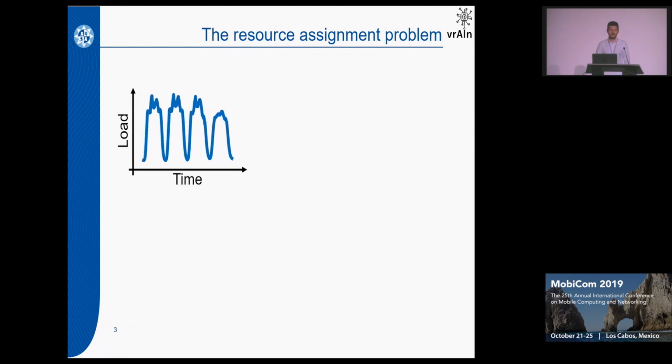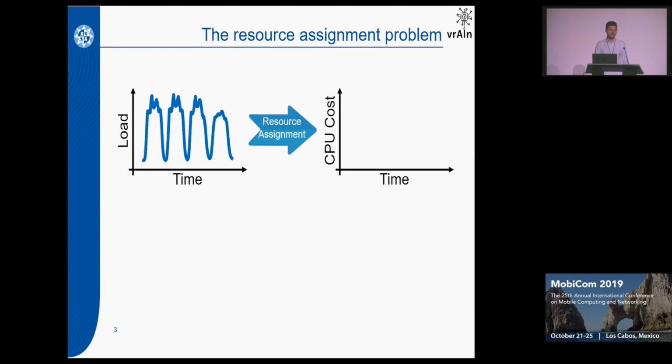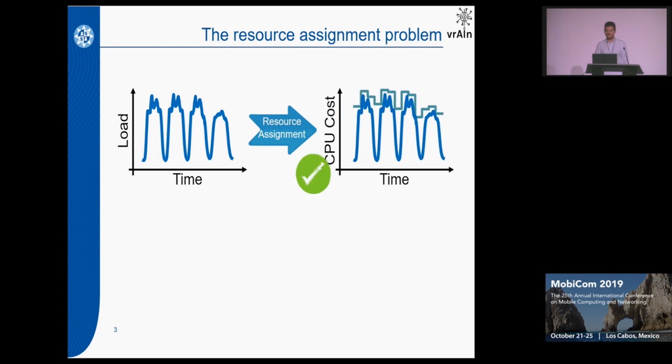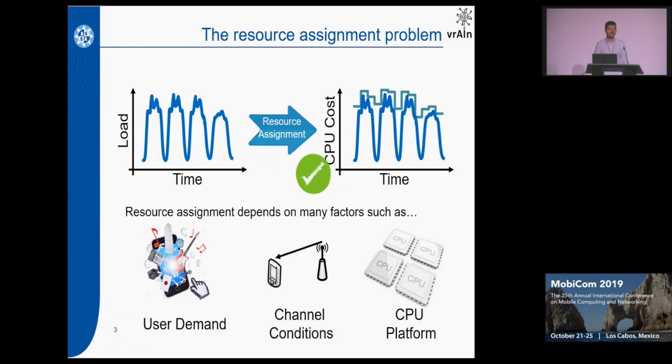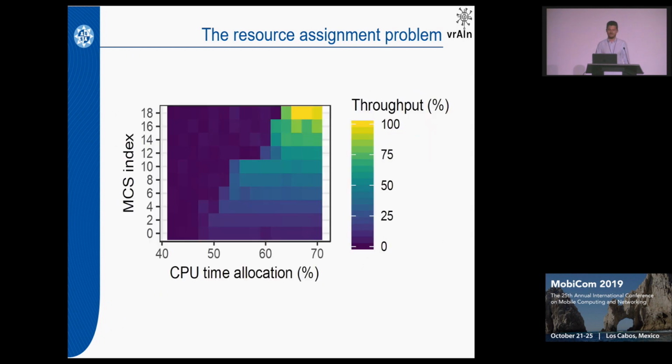We have a variable traffic intensity in mobile networks. So previous approaches overdimension the use of the resources to cope with peak demands. We propose an adaptable use of the resources as a function of the network requirements, which can reduce the operational costs. However, this resource assignment is very complex because it depends on many factors such as the user demands, the channel conditions, and the CPU platform. We will show it with an example.